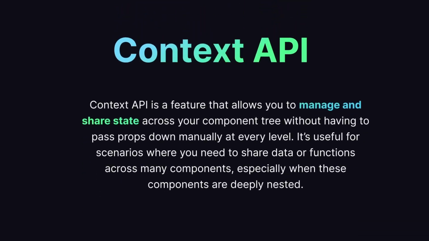Context API is a feature that allows you to manage and share state across your component tree without having to pass props down manually at every level of your component tree. It is useful for scenarios where you need to share data or functions across many components, especially when these components are deeply nested, something which we just saw a few seconds ago. So for that we used props, but in this situation we are not going to be using any props. We are going to be using something called the context API, and now let's get into it.